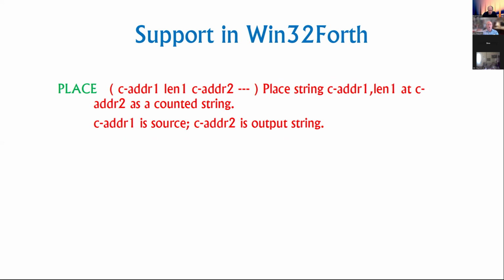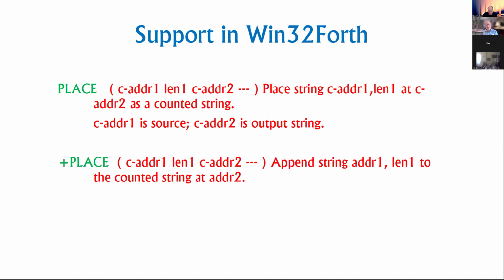There's a number of support words that are built into Win32, which of course it is using. The first one is place, which places a string from C address 1 in length. So it starts with a counted string, and then it places that directly at the C address 2. So we just transplanted a string. We copied a counted string from one location to another.